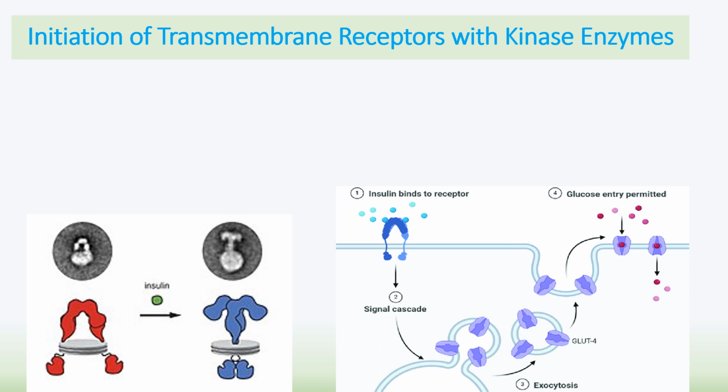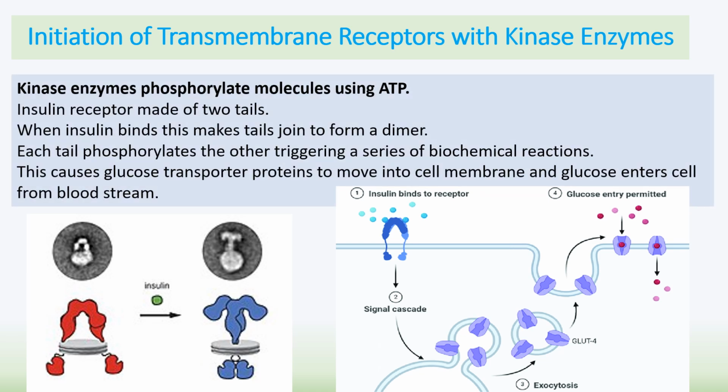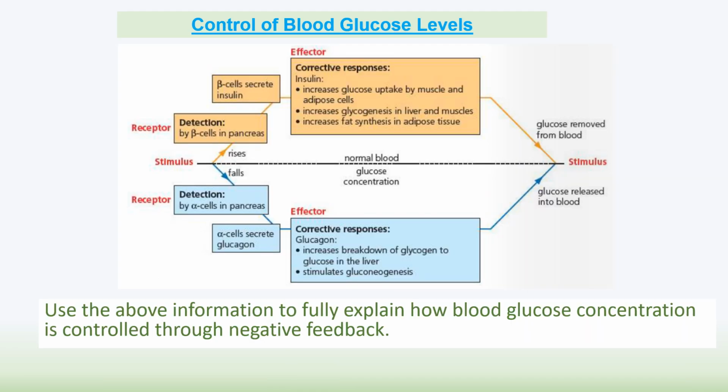So how does this happen? Well, this is linking to receptors, which I've talked about in a previous video. What happens is kinase receptors are used. So you can see here that the insulin attaches, the tails of the kinase receptors come together to make a dimer, and that triggers a series of reactions causing the vesicles in the membrane that contain these proteins called GLUT4 to fuse with the membrane. These GLUT4 proteins then allow glucose to enter via facilitated diffusion.